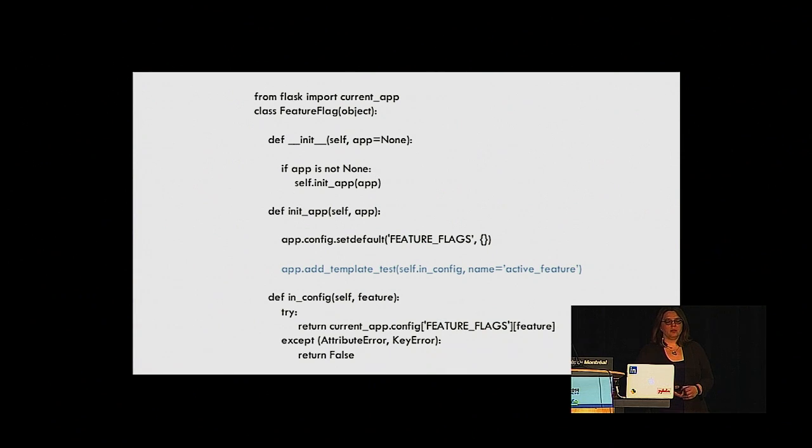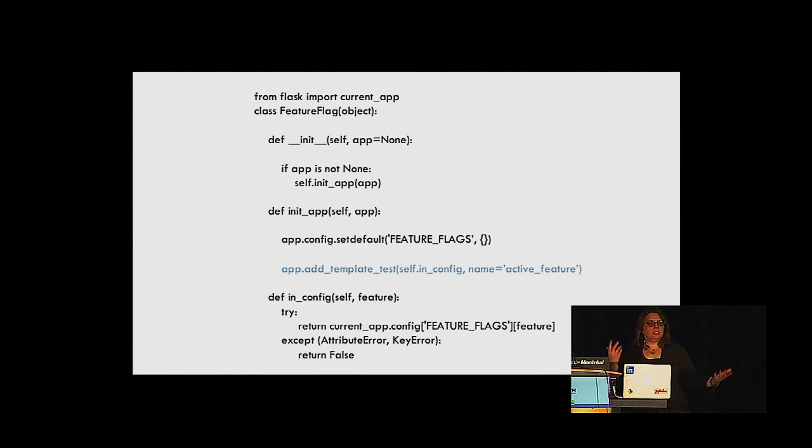app.addTemplateTest. It has 2 arguments. One is a function reference that we want it to call, so we'll call InConfig. The real extension has a much nicer way of doing this, but whatever, it's fine for now. InConfig, and the second one is the name of what we want to use in the Jinja layer, so active feature.